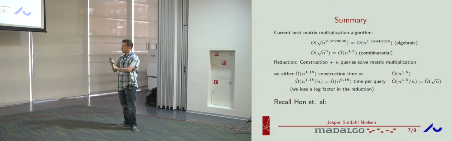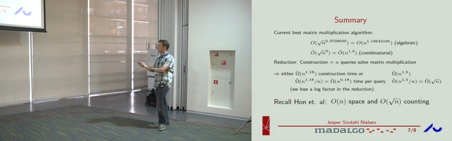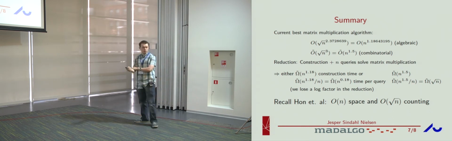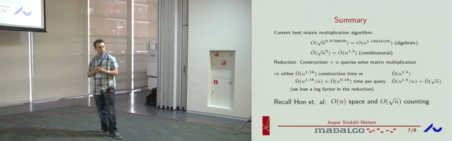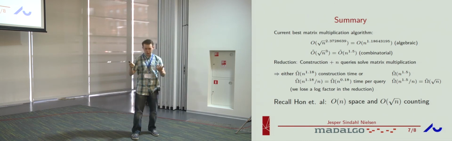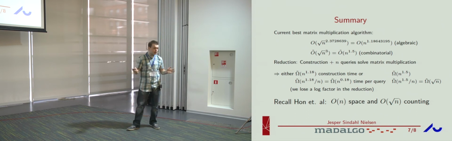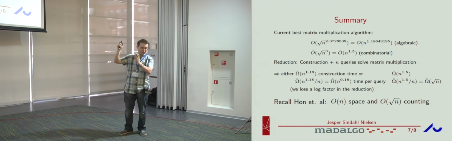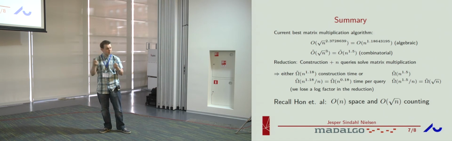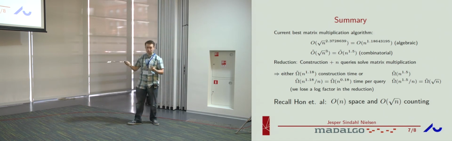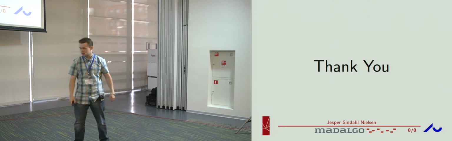And now, just to recall what Hon et al. did in 2012, they got this order in space and square root in counting, which lines up pretty nicely with these two things. And what I would also like to say is that for the reporting case, they have this, or we do as well, we have this query bound of square root of n times k, which I personally find really bad, right? Because what you usually want is square root n plus k, but we have them as a multiplicative factor. So that's an open problem. Can you do that better while also remaining in linear space? All right, so that'll be my talk. Thank you.